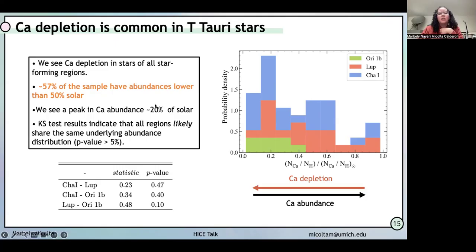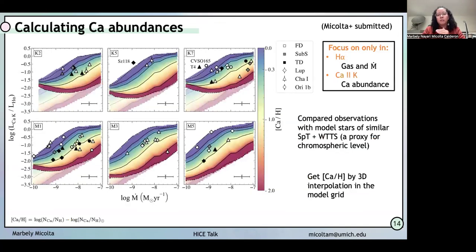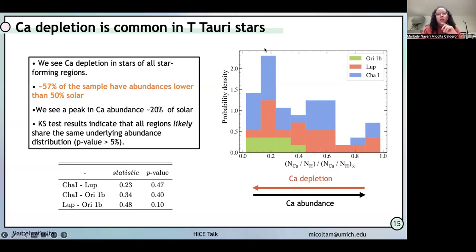We see our peak around 20% solar, but we have some biases within that value. The width of the stars essentially makes a floor in what we can measure, and most of the time it's around that 20% level. So we really cannot probe below that for low accretor stars. That's where the peak is coming from, but it is looking towards lower abundances.